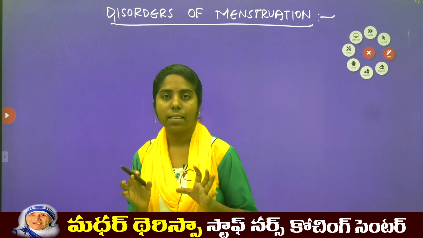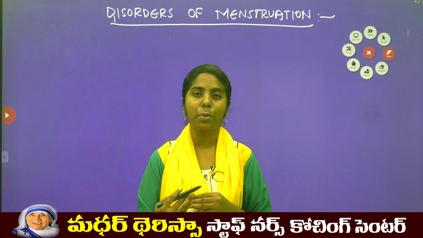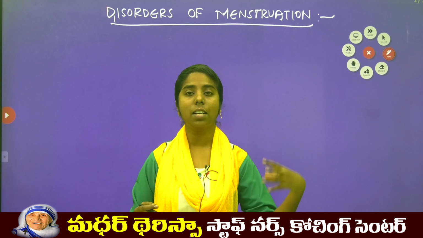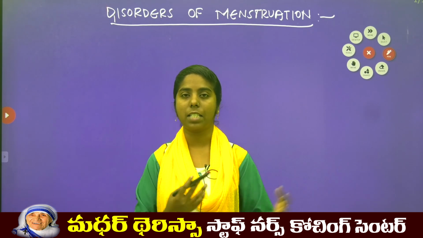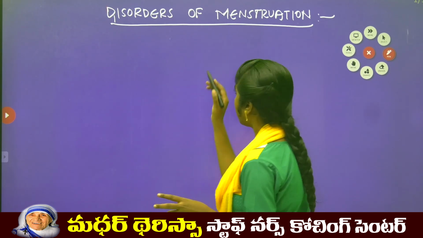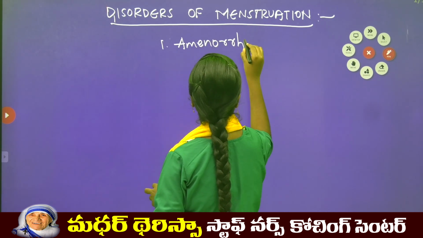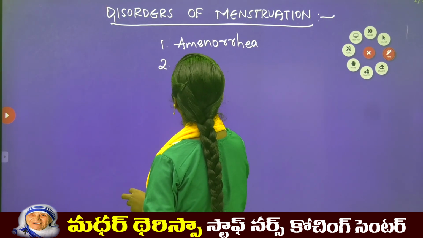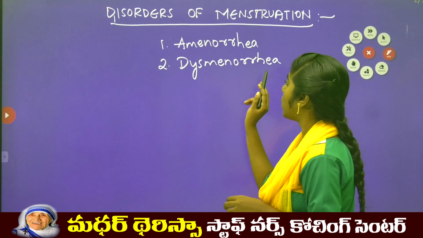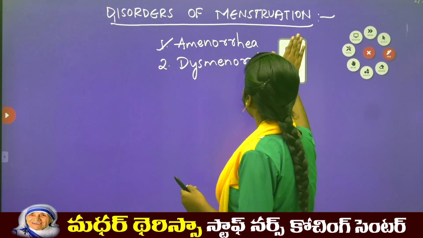Today I'll discuss two main disorders of menstruation which are very important and stressed in the staff nurse examinations as well as in the regular GNM and BSc nursing examinations. I'll stress two main disorders: number one, amenorrhea, and number two, dysmenorrhea. First we'll discuss amenorrhea in detail.